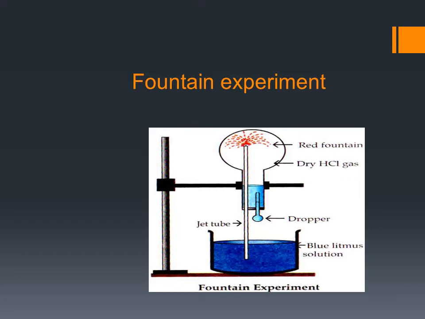The blue litmus solution turns red because of the acidic nature of hydrogen chloride gas. We can say that HCl gas is acidic in nature. Due to the high solubility of hydrogen chloride, it fumes in moist air, forming tiny droplets of hydrochloric acid. So, the fountain experiment demonstrates the high solubility of HCl gas in water.